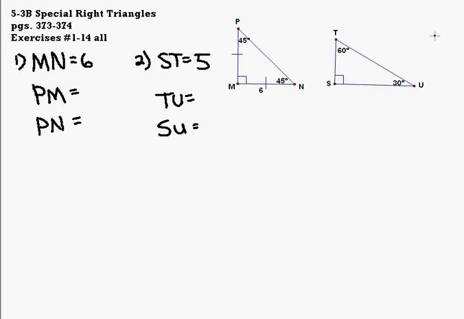Problem number 1. The length of one side of each triangle is given. Find the lengths of the other two sides in simplest radical form.